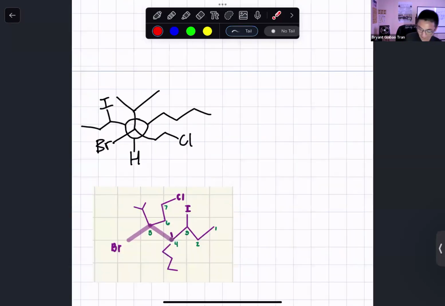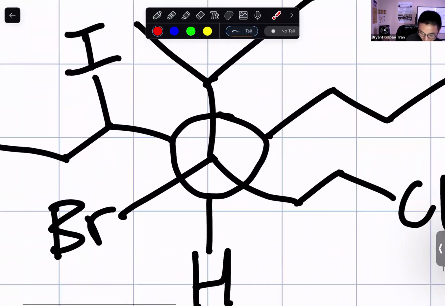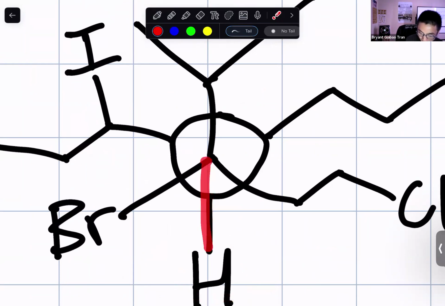Yeah, the trickiest part here would be determining what group is attached to what carbon. You notice that this hydrogen here is attached to the back carbon, right? Because it stops there. It stops at the circle. It doesn't go all the way to the front carbon, so that hydrogen is not attached to the front carbon. It's attached to the back carbon because it stops at the circle.